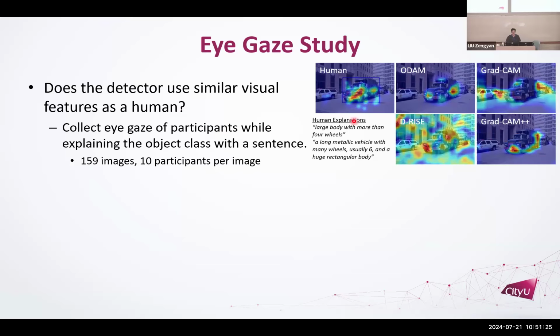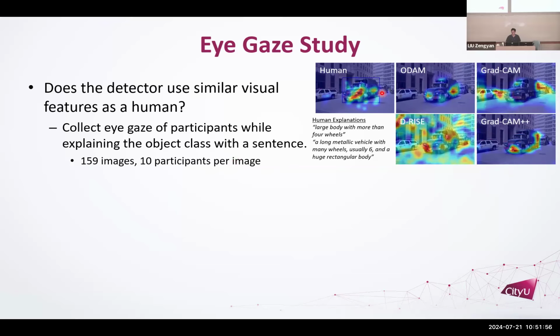Here we use the eye-gaze study. We asked a human participant to explain the object within the bounding box here. They have to look at the different features and then explain what are the most important features. The idea here is we ask them to explain because we want them to actually look at the important parts, and that creates a saliency map if we aggregate over humans. So this is a saliency map for humans, and this is the saliency maps for the XAI models.